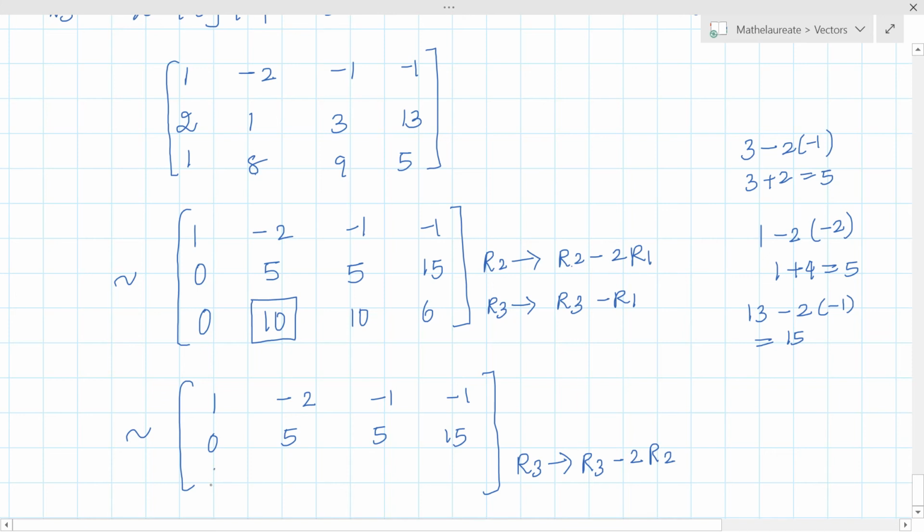Here both the numbers are 0, so this will be 0. 10 minus 2 times 5 makes it 0. Again here you see 10 and 5 only, so 10 minus 2 times 5 again makes it 0. And coming to the last term, 6 minus 2 times 15. 6 minus 30 makes it minus 24.